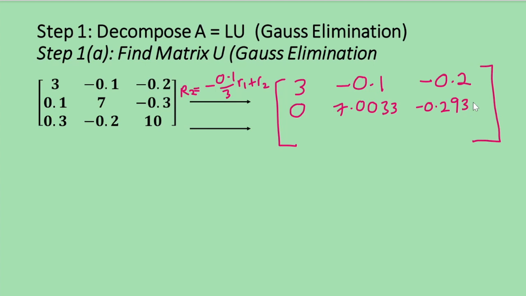To find new row 3, you would take negative 0.3 divided by A11, which is 3, multiplied by row 1 plus row 3. And this would give us 0. Next, I would plug in negative 0.1 into R1 and negative 0.2 into R3, which would give me negative 0.19, and A33, I would plug in negative 0.2 into R1 and 10 into R3, which gives me 10.02.